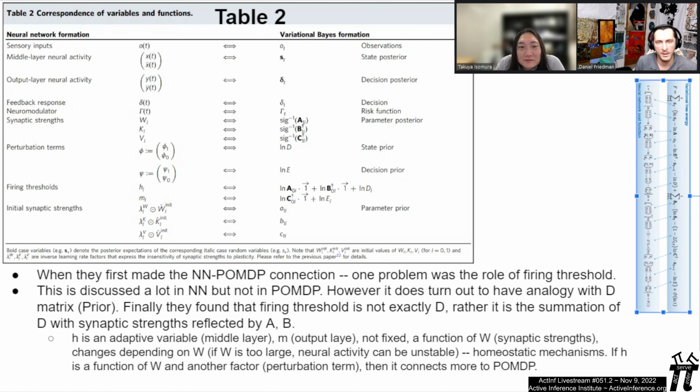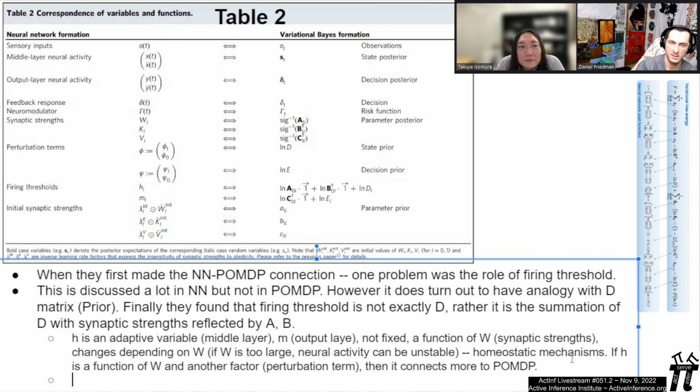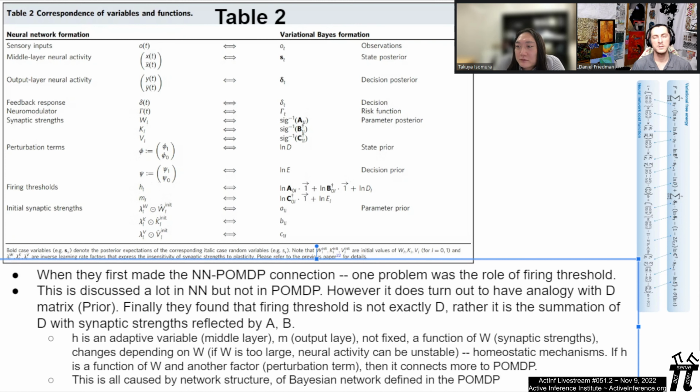Right. So this is caused by the network structure defined, or is it because of the free energy? It is because of the structure of the Bayesian network defined in the POMDP model. Both of them define the causal relationship between elements or quantities, and so the substrate is not important. The causal relationship is crucial to determine the cost function or its fixed point in this context. So that's why we can see that analogy.